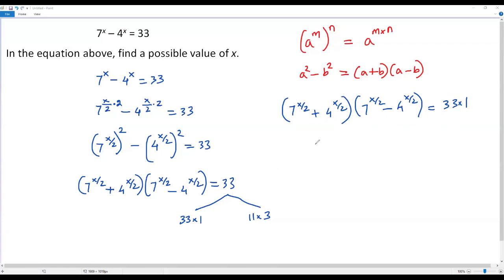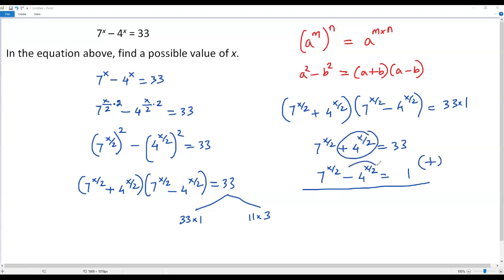In that case, I am getting 7 to the power of x over 2 positive 4 to the power of x over 2 equals 33. Now we can equate the smaller number to the smaller number. Then I'm getting 7 to the power of x over 2 negative 4 to the power of x over 2 equals 1. Okay, now we can add these two equations. When I add them, the positive 4 to the power of x over 2 and negative 4 to the power of x over 2 will cancel out.